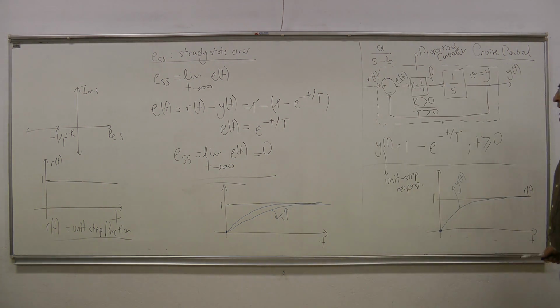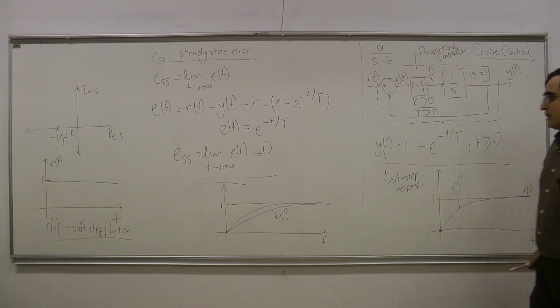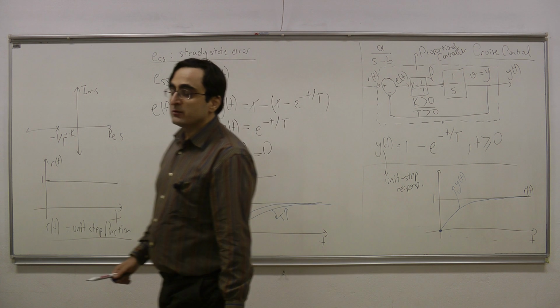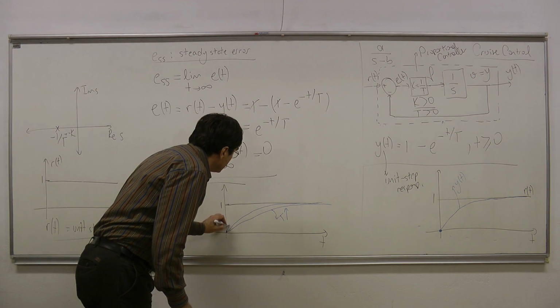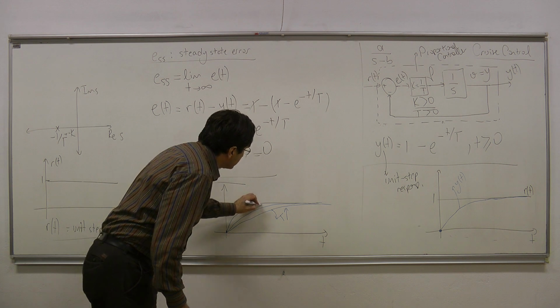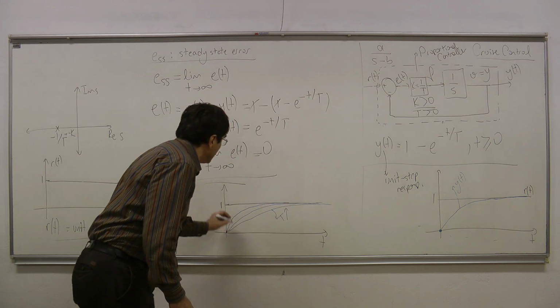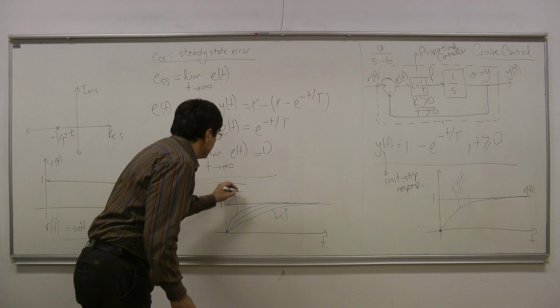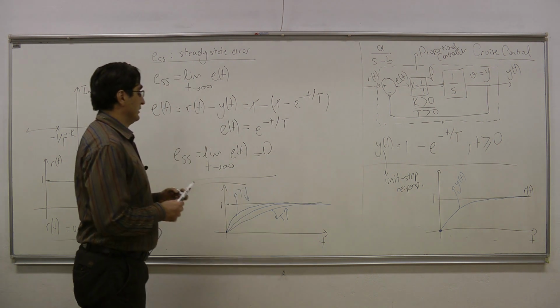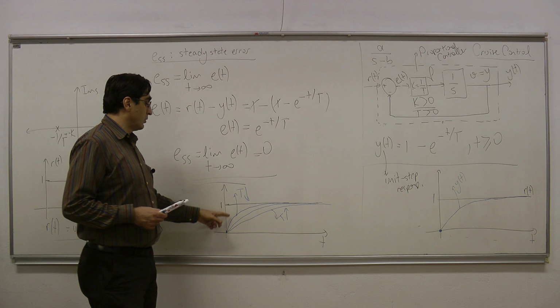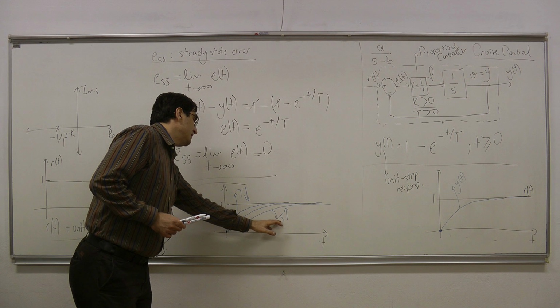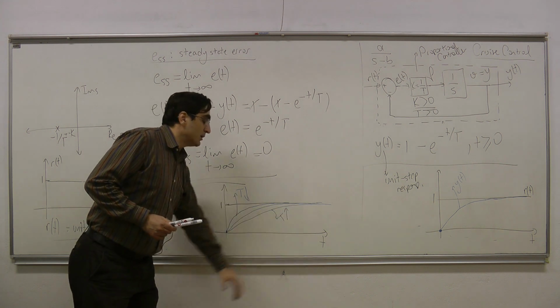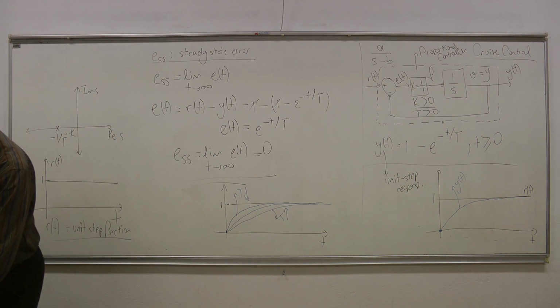And what happens if I make t smaller? In that case, the exponential would decay faster, and my response would look like this. A faster decaying exponential would give me a faster convergence. So this is smaller t. When t becomes smaller, the response becomes faster, and when t becomes larger, the response becomes slower.